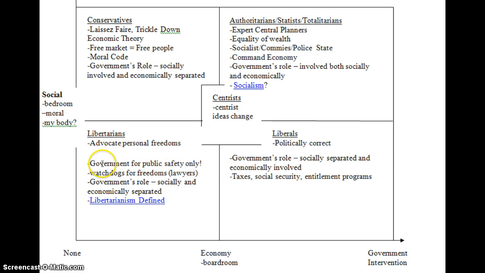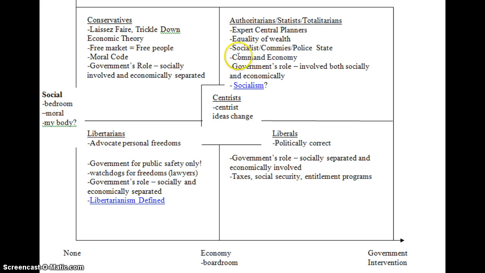But again, because you're down in this far left-hand corner, in the bottom side, you're saying government stay out of my life socially, government stay out of my life economically. And up here in the upper right-hand corner, we have the authoritarians, the statists, the totalitarians, the expert central planners, going back to Lenin and Stalin and Soviet Russia, and basically explaining that the role of government is heavy, and that it should regulate social behavior and it should regulate the economy.